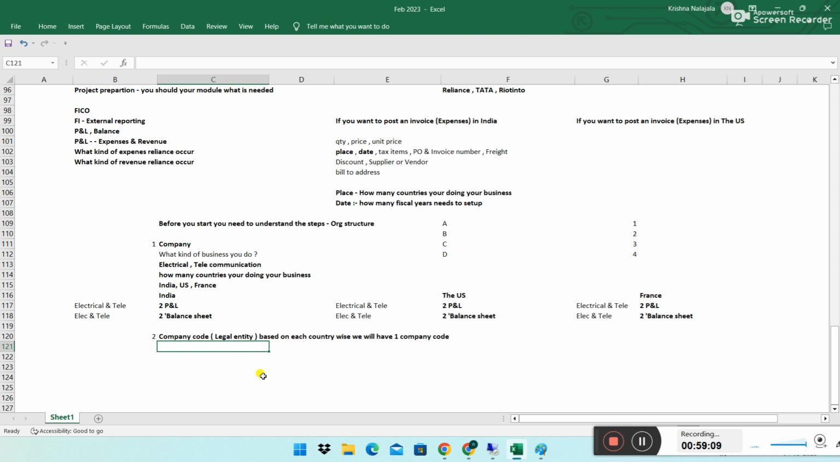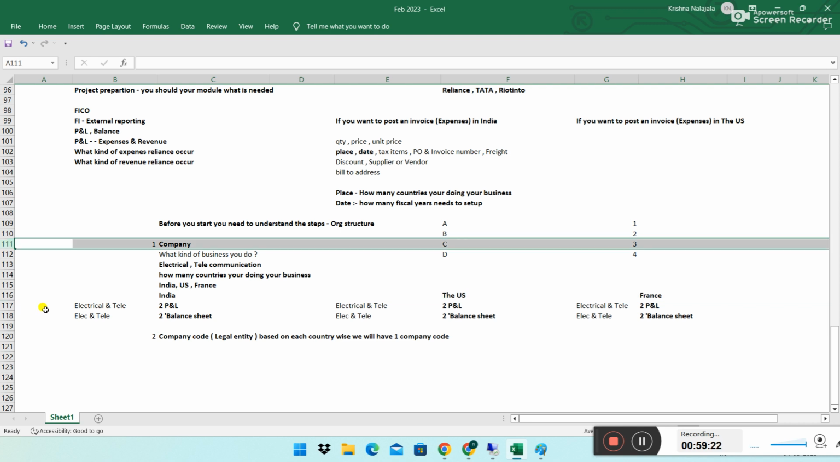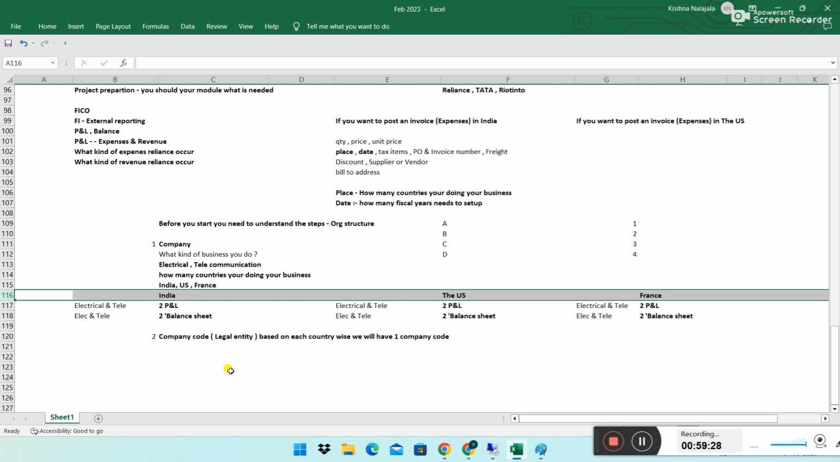Now let's talk about how many countries you are doing business in. In this case, three countries. How many companies do you have? One company. The company is always one. Remember, the company codes will depend on the countries where you do business.